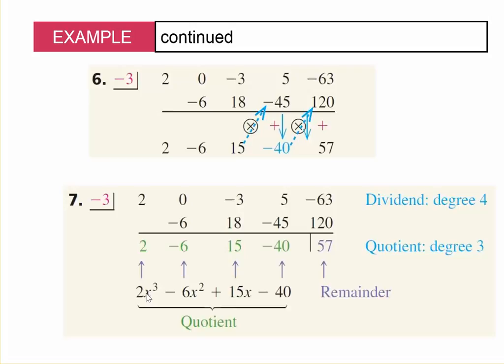We good? So notice also what we did. We started with x to the fourth, and we moved really one down, down to x to the third. So if you want to write it this way, that's fine too. You started off with x to the fourth. That means this is 2x cubed minus 6x squared plus 15x minus 40, remainder is 57. You can write it in a forward way as well. Okay, let you guys try it yourself here.